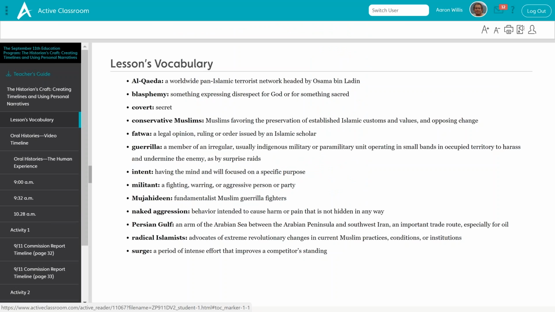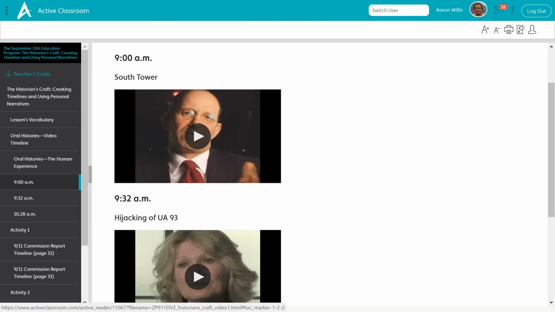This lesson begins with vocabulary, so students can understand the context of what they're going to be looking at. And then we go in and we begin to look at, as I mentioned, 3 separate types of timelines. So here's a timeline that was created through personal narratives, and it includes, I think, 3 different videos, anywhere from 3 to 5 minutes up to about 8 minutes as we walk through the day's events heard by the people who were affected by it. So that's one type of timeline.